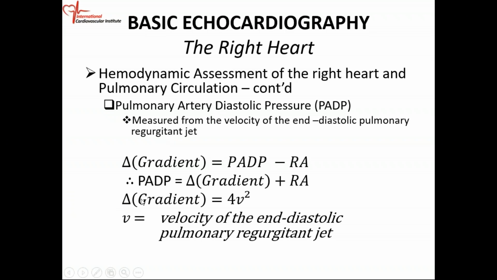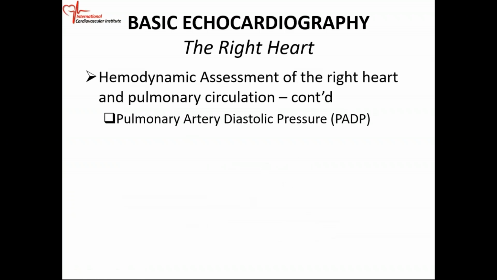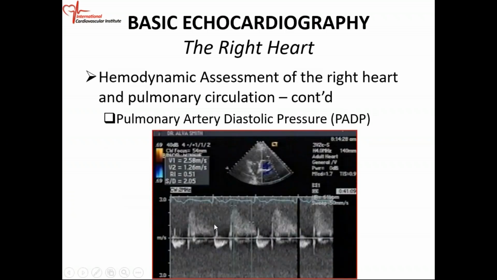Okay, again, remembering that the gradient is equal to 4v squared. The velocity that we're talking about, however, is your end diastolic pulmonary regurgitation velocity. So this is the velocity. This is your PI, as we have shown. This is pulmonic insufficiency, and you have an early velocity and a late velocity. This is the velocity we're talking about, not the early velocity, the late velocity.